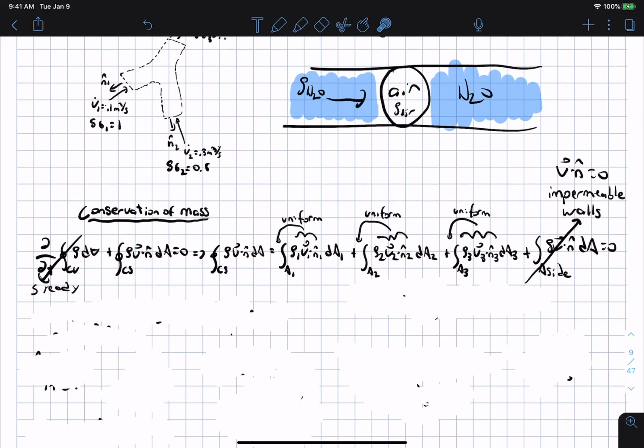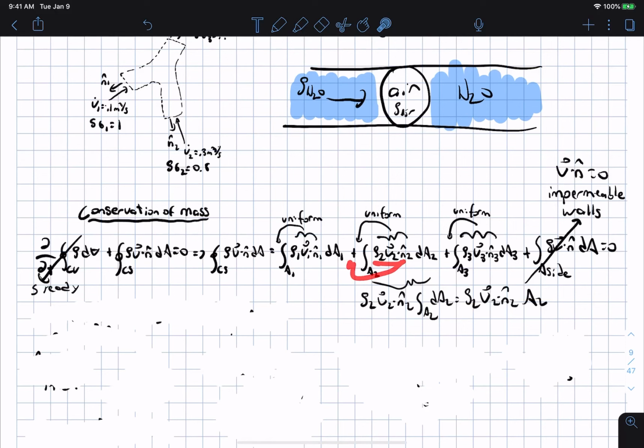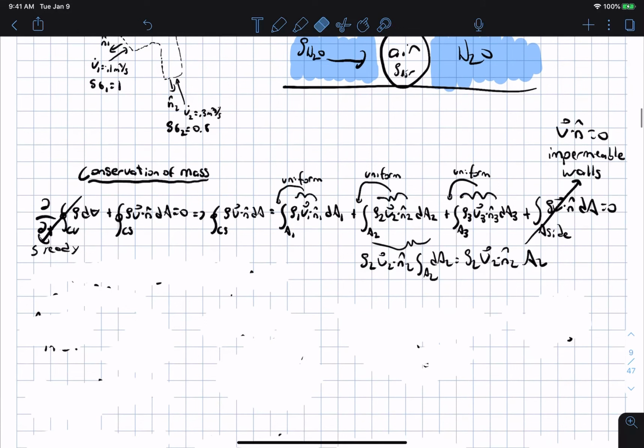And I'll just work with one of these terms here, just to show you what happens. We can take this rho 2 v2 dot n hat 2 and yank that out of this integral here. That goes outside, and I've done that here. Then we have rho 2 v2 dot n hat 2 times the integral of dA2 over the area, and this here is just A2. So this nasty integral just turns into rho 2 v2 dot n hat 2 A2. Okay, so that's it.